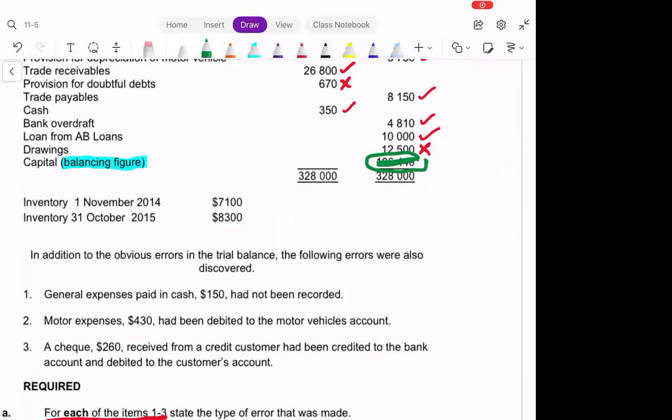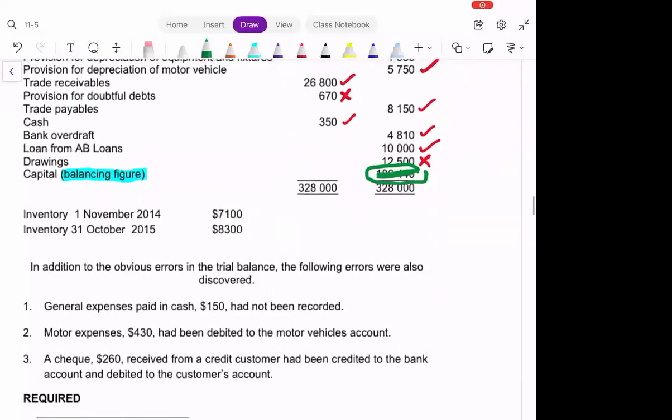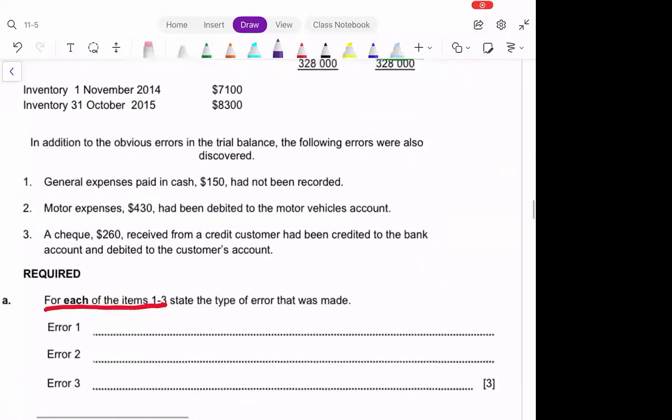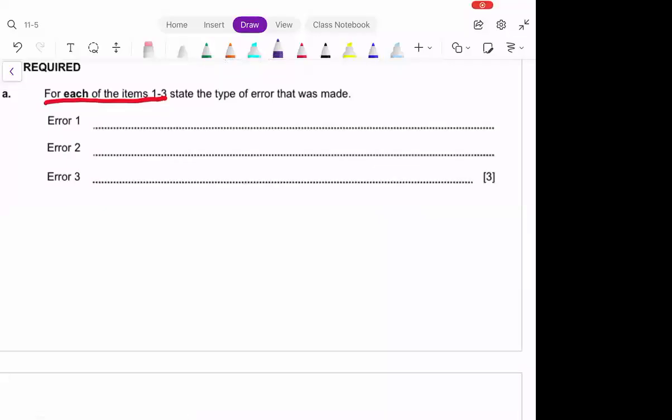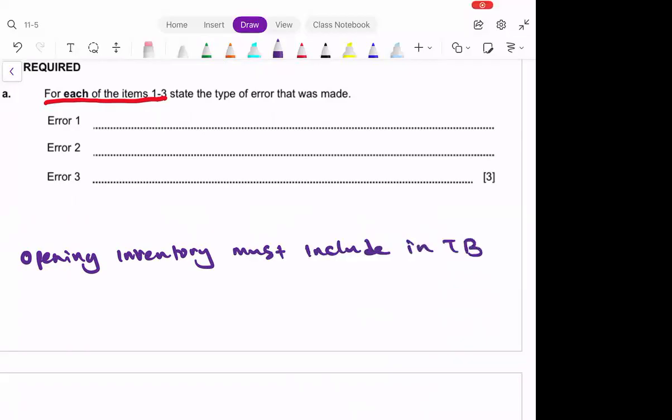Okay, opening inventory 7,100. Opening inventory 7,100 is supposed to be recorded inside the trial balance, or no need to record? Okay, if you don't know, go down here and write this. Opening inventory must be included in the trial balance.